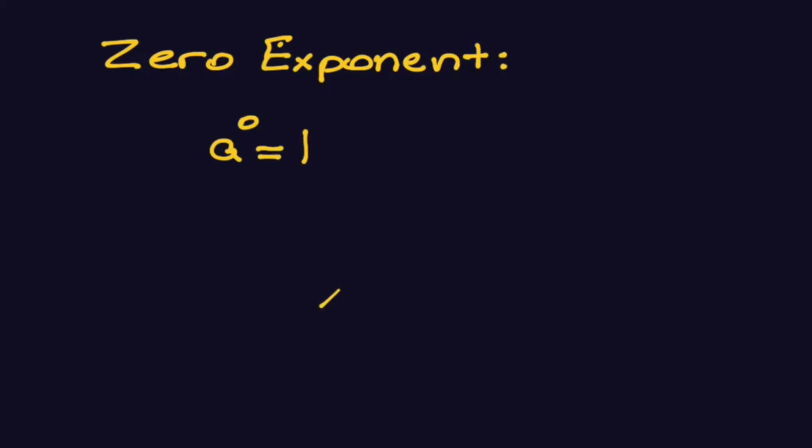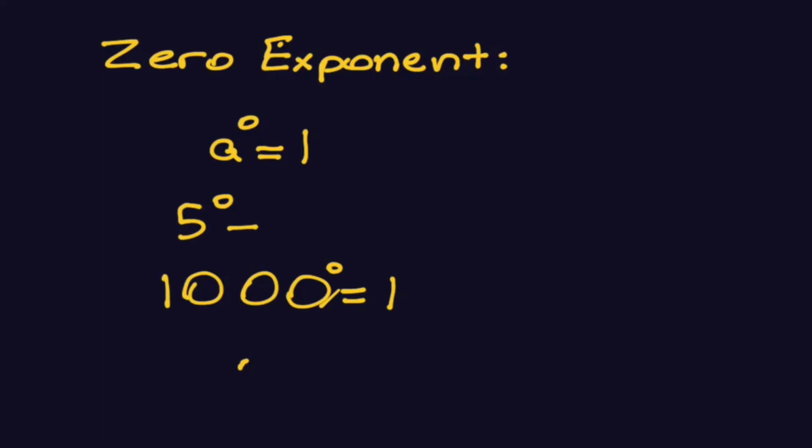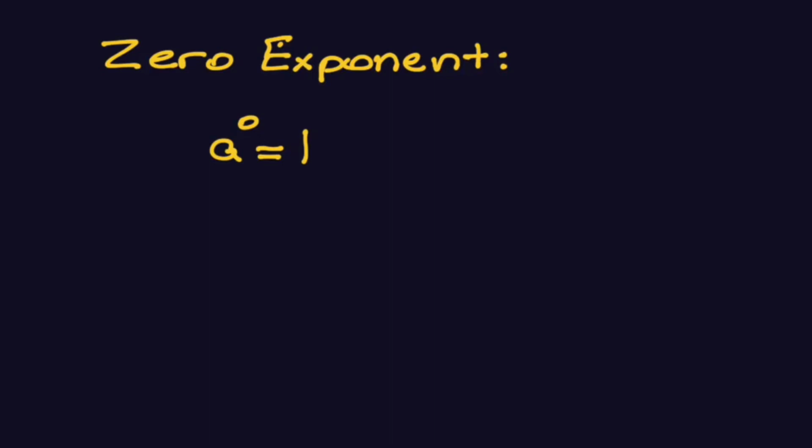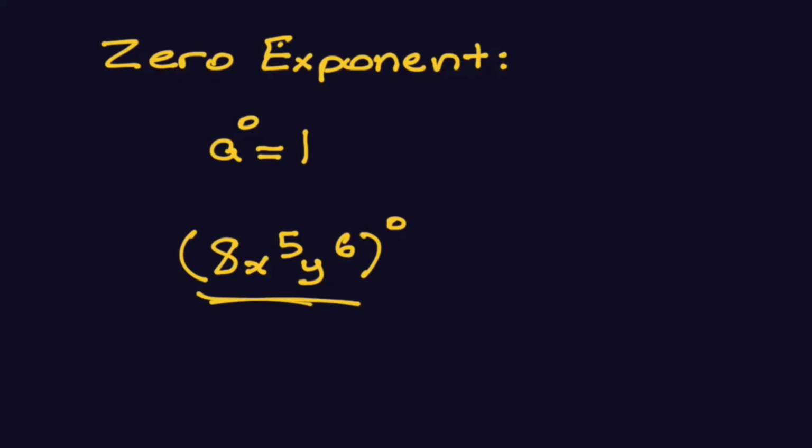So no matter what it is, if it's 5 to the zeroth power, if it's 1,000 to the zeroth power, they're all going to be equal to 1. Now, if we have something in parentheses, no matter how long it is, so if it's something like 8x to the fifth, y to the sixth, in parentheses and all to the zeroth power, even though this might look quite large, it's still going to be equal to 1. So anything that's to the zeroth power is equal to 1.